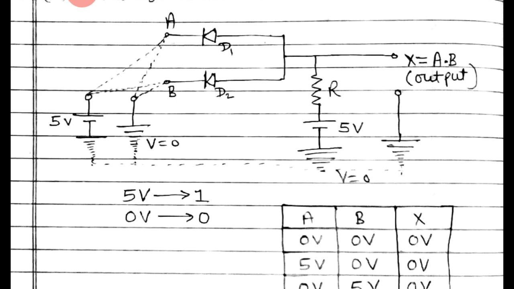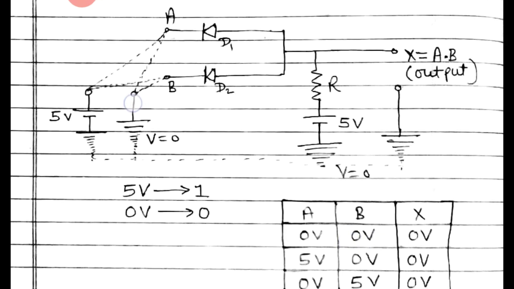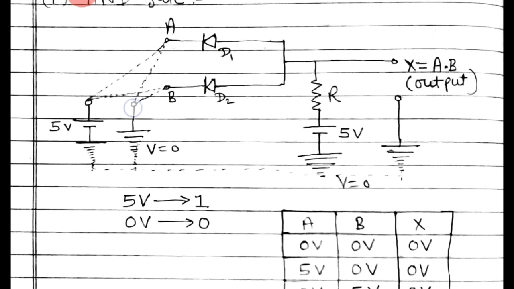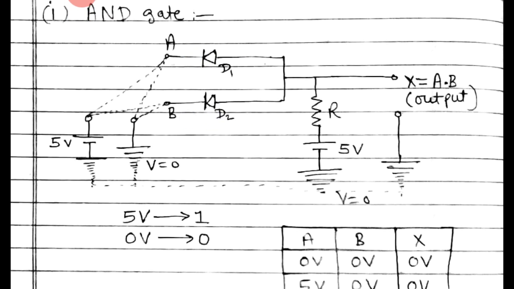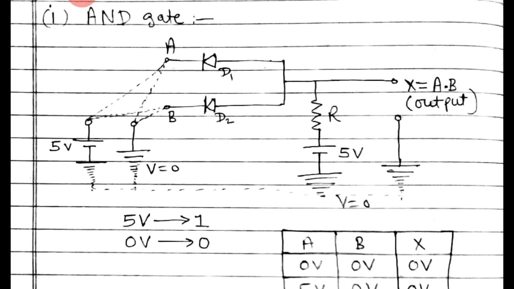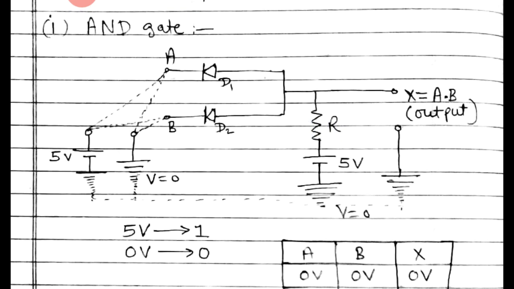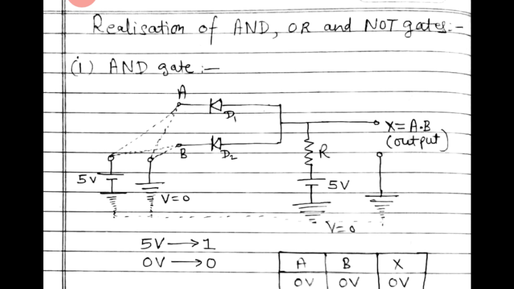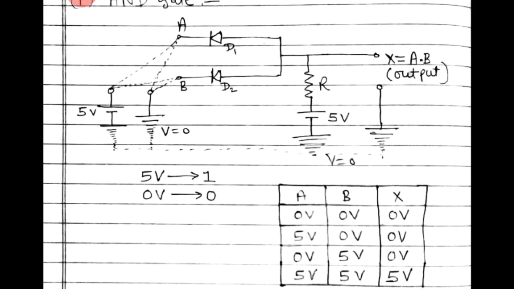One by one we will take point A at 0 volt and point B at 0 volt. Both are connected with this point. It means D1 and D2 are forward bias, because here is 0 volt and here 5 volt. So there will be flow of current through D1 and D2. Now there will be a potential drop of the entire 5 volt at this resistance R. It means at this point voltage will be 0, so at point X also there will be 0 voltage. So output will be 0 volt.